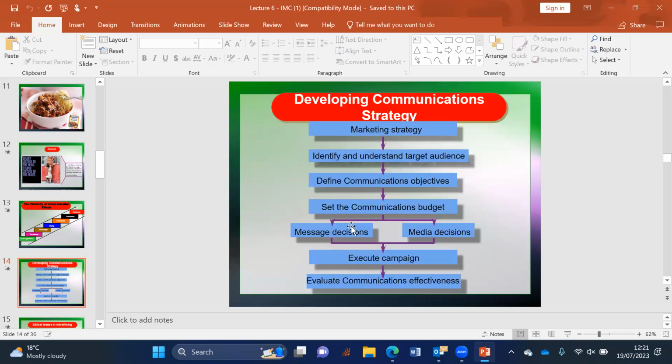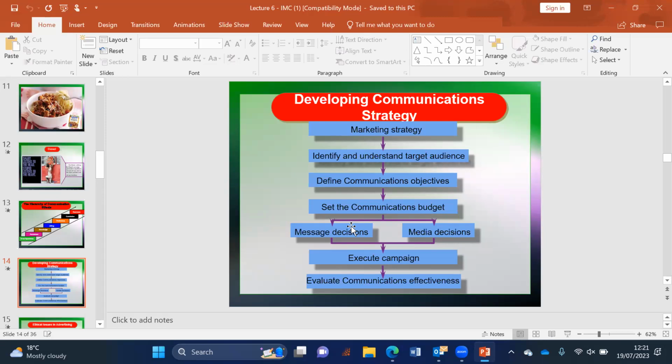Then you need to develop a marketing strategy. The first thing you need to do is identify and understand your target market. Then you need to define your objectives, and these need to be SMART objectives. So these need to be specific, measurable, attainable, realistic, and time sensitive. Then you need to set your budget, and after you do that, you see what type of message are you going to send and where are you going to make it available. So you have a lot of options.